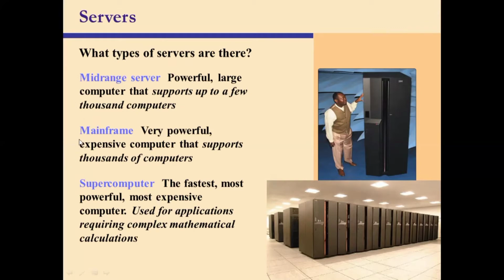The next powerful server is the mainframe. These are very powerful but expensive as compared to mid-range servers, and these also support thousands of computers. The next one, the most powerful, is the supercomputer. Like I said before, it is used by the space people, NASA. These are the fastest, most powerful, and most expensive computers. If you buy one supercomputer in that price range, you can buy almost hundreds of mainframe or mid-range servers.